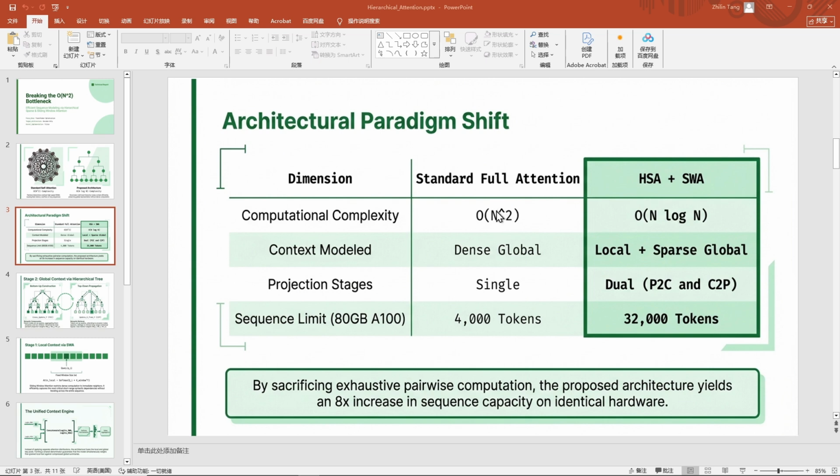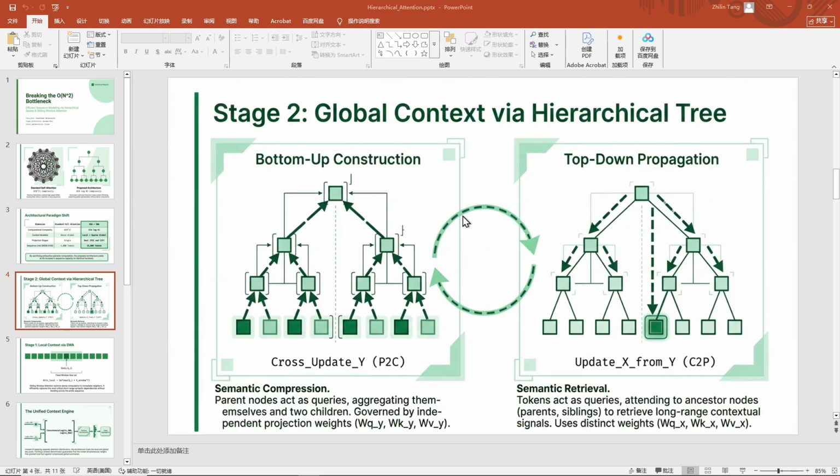Let's look at the details of the hierarchical sparse attention architecture. Hierarchical sparse attention reduces computational complexity by constructing a multi-level token hierarchy. The model builds a hierarchical structure over the input tokens, breaking the attention computation into two optimized phases: a bottom-up tree construction and a top-down context propagation.